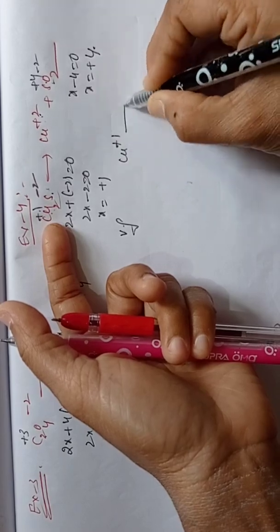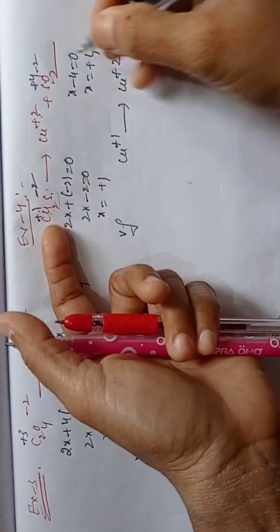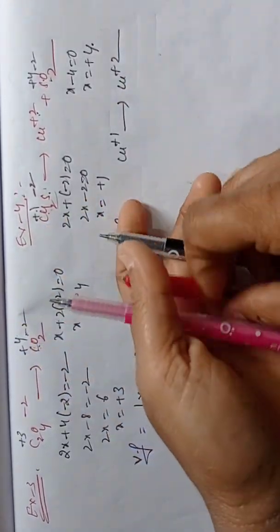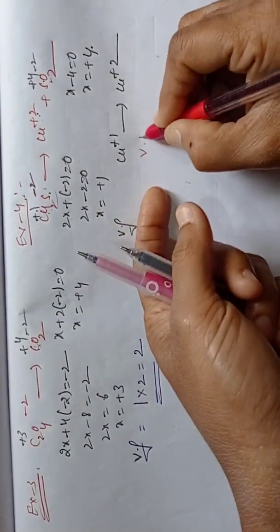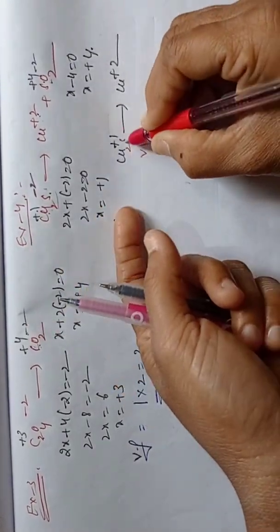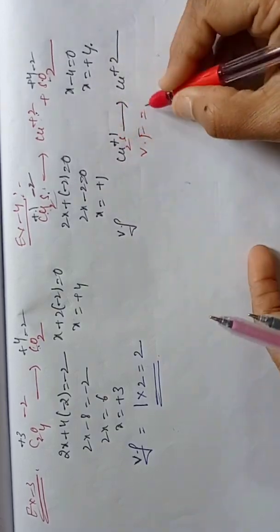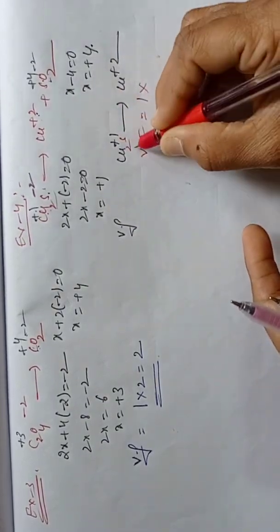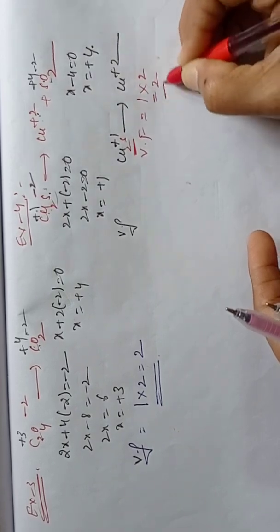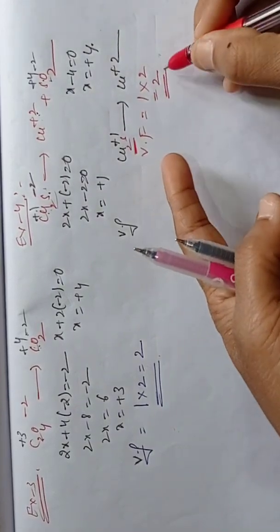So Cu+1 to Cu+2 changed. How much did the oxidation number change, students? In Cu2S, what is the valency factor? One oxidation number changed. How many atoms? 2 atoms. So the valency factor of copper is 2.